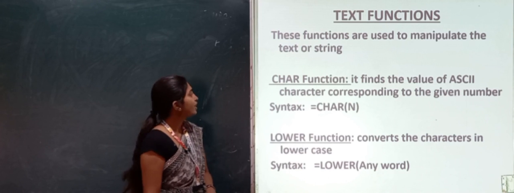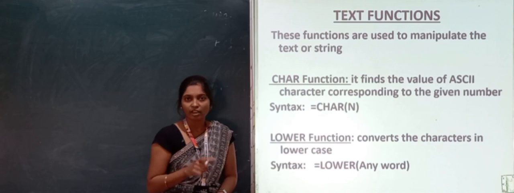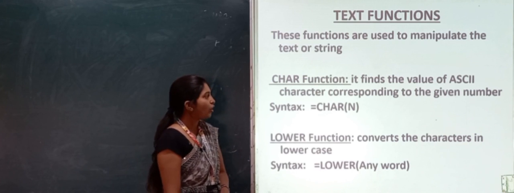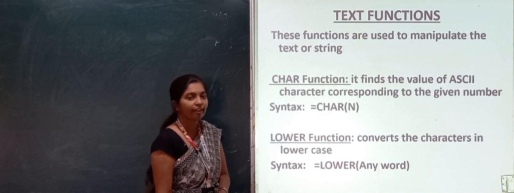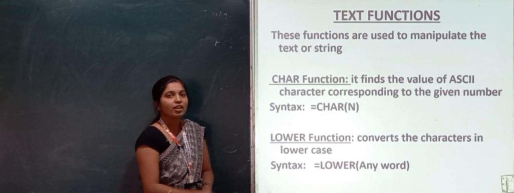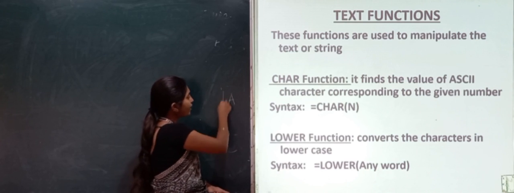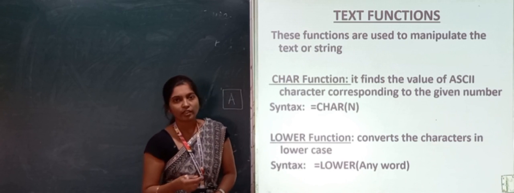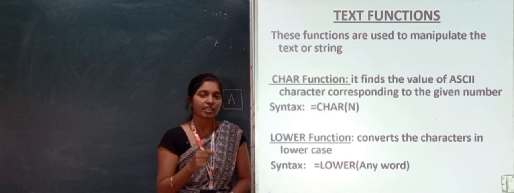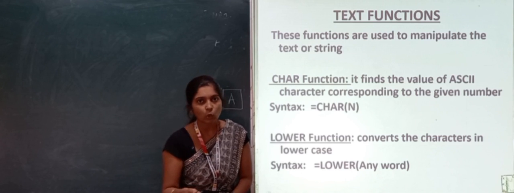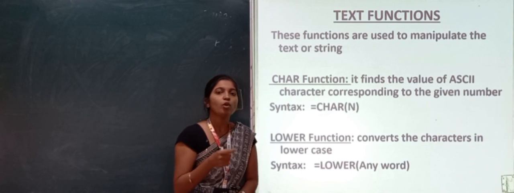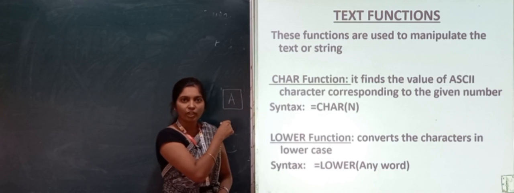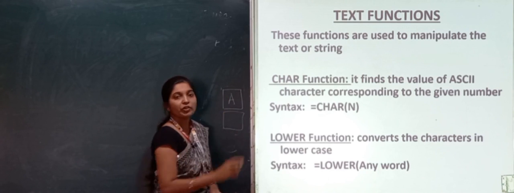So the first function is the CHAR function, that is the character function. CHAR means character function. It finds the value of the ASCII character corresponding to the given number or value. Suppose I have entered a in a particular cell. In our computer, every text has its ASCII value. ASCII is a number given to a particular value. So this function finds the ASCII character of that particular value and prints it in a particular cell.